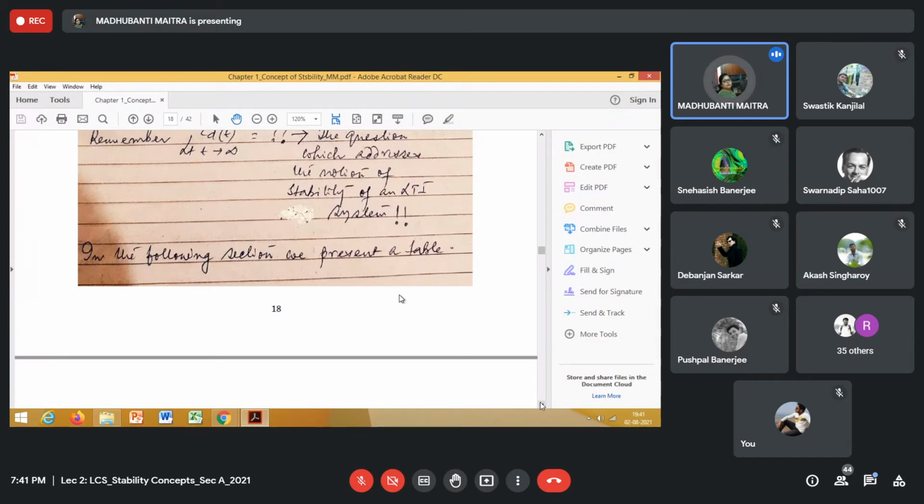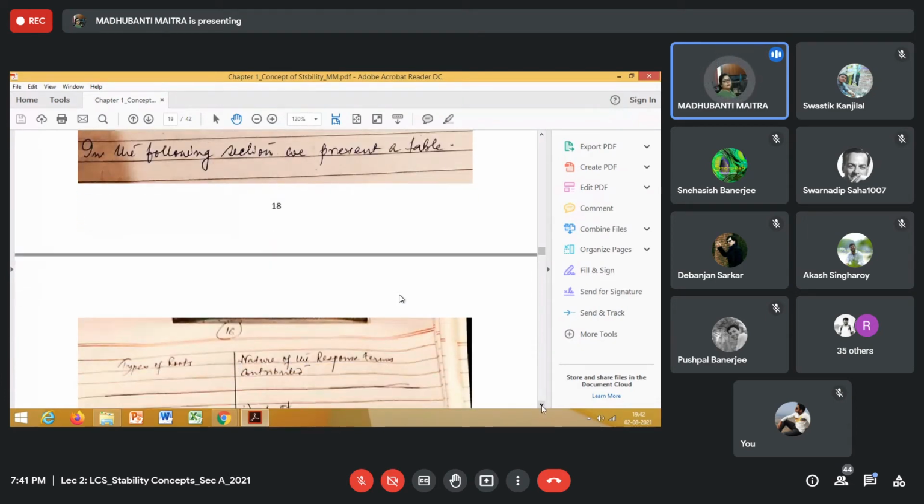Since we are considering a linear system, the combined response of the system will be the summation of the individual contributions by the three roots. Clear? So now this concept can be extended for n number of roots as well.